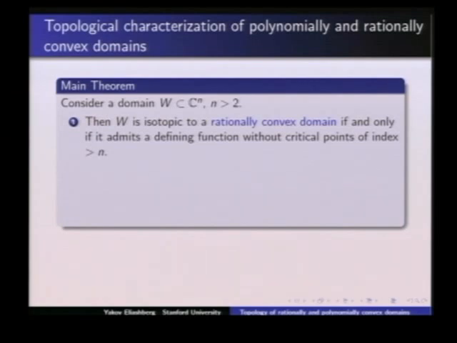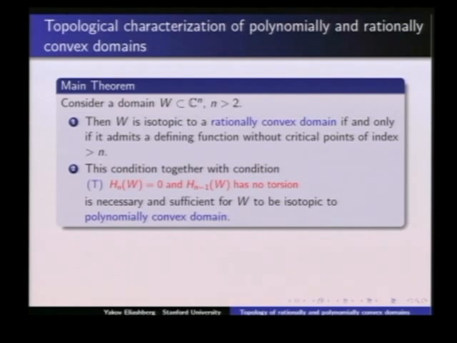Okay, so here is the main theorem. It says, suppose you have, again, a domain in C^n, n greater than 2. n equal to 2 is a special case. If I have time, I'll say a little bit about this. Then this domain is isotopic to a rationally convex domain exactly under the same condition that you have for just a J-convex domain. So there is no extra constraint on the topology of rationally convex domains. Whatever is possible for just a Stein domain, you can do for rationally convex.